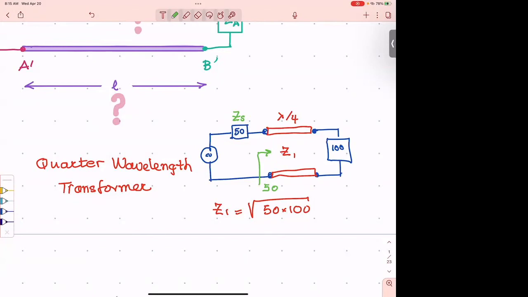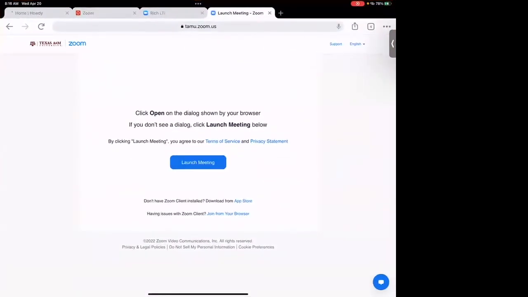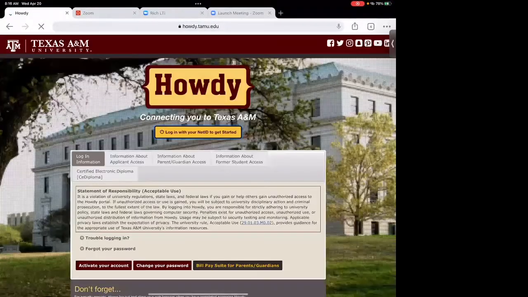Then from what we've done in the past, we've learned that if we have a quarter of a wavelength line, we call it quarter of a wavelength transformer, and if we select Z1 to be this, then we get here 50 ohms. So by selecting Z1 to be the square root of the product of this, we get that. Let me also point you to the place where we have talked about it, so you can go and review it. It's extremely important.